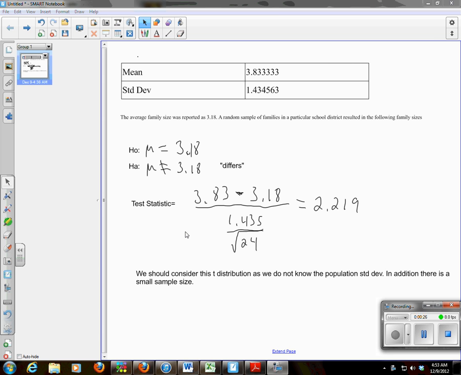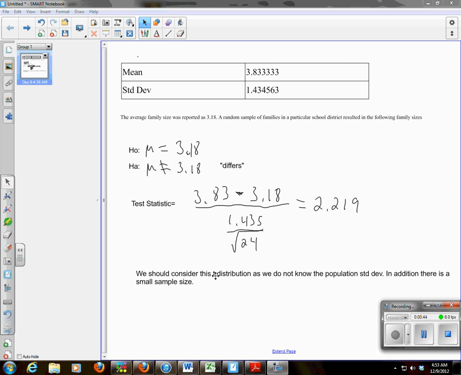So then I calculated the test statistic, right? And we came up with 2.219. And then because we don't know the population standard deviation, and also this is a small sample size, I'm going to consider this a t statistic, okay?